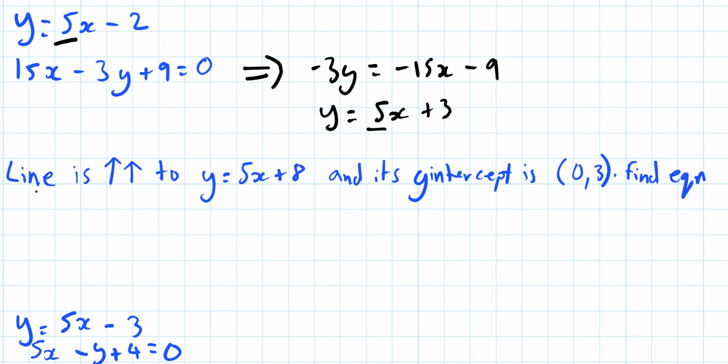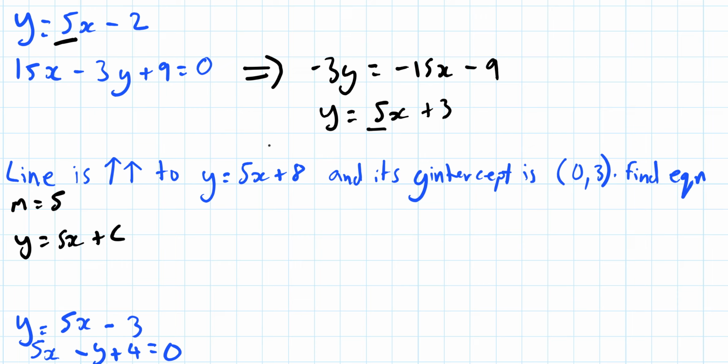Next question. A line is parallel to y equals 5x plus 8 and its y-intercept is (0, 3). Find the equation of the line. So we know the line is parallel, therefore the gradient of the line is 5. It'll be the same. So we have y equals 5x plus c, and now we just use the coordinate.